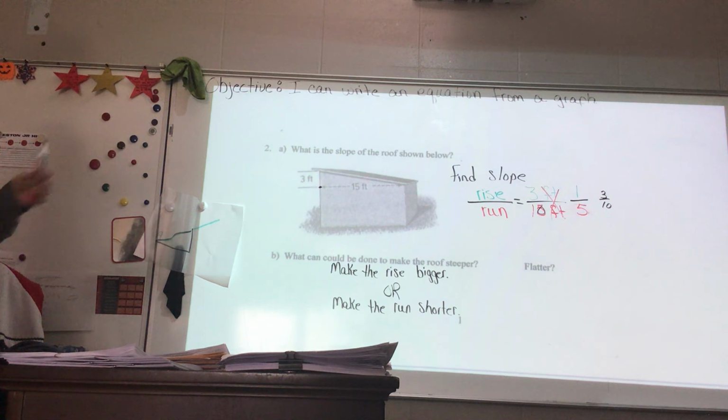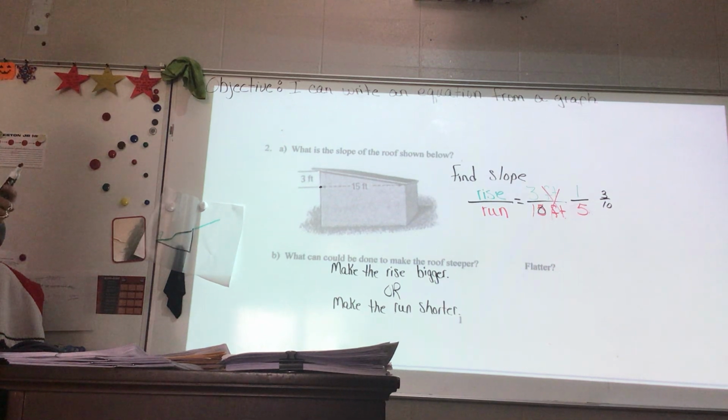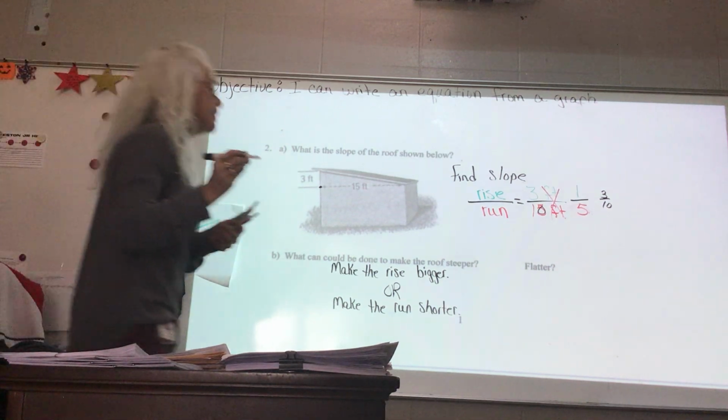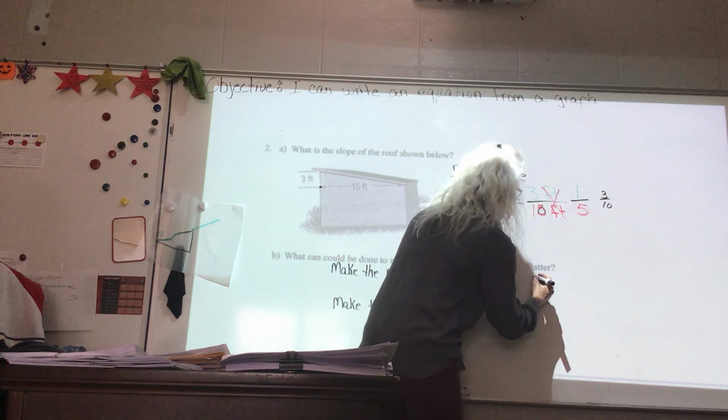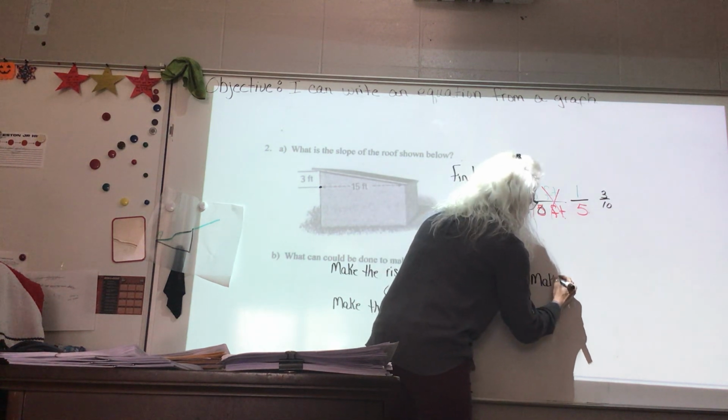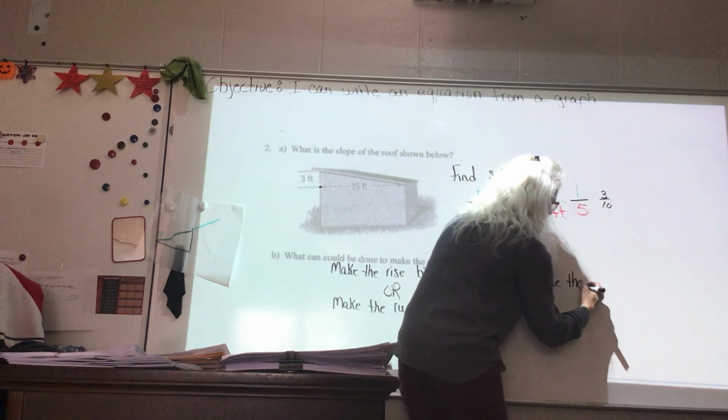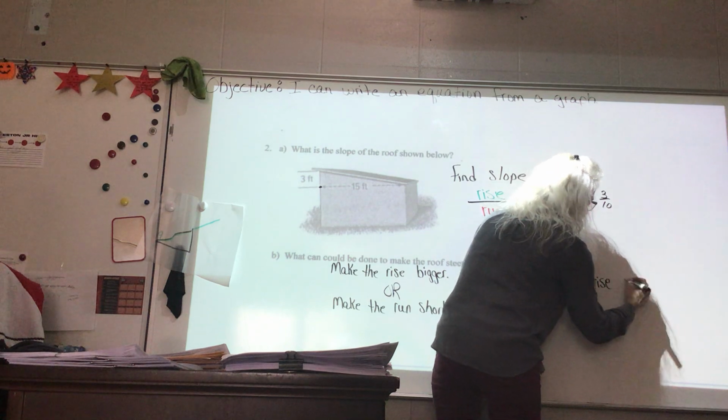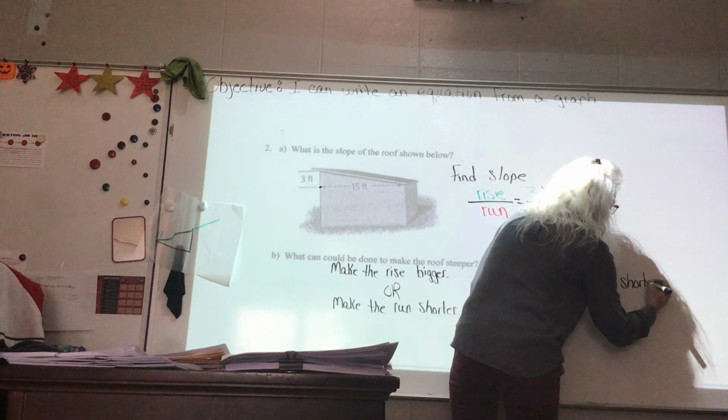Then it says flatter. So what could be done to make the roof flatter? Because if the house at the farm, our roof is like this. I mean, it is almost straight up and down. So we should have made it flatter. So what could we have done? Decrease the rise. So make the rise shorter.